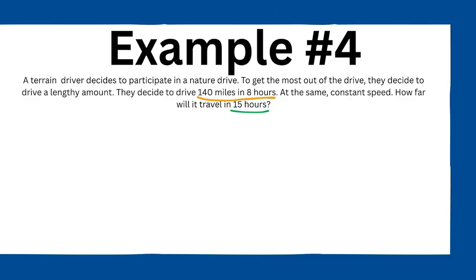So I've highlighted my important information, and now I'm going to apply that. So I'm going to write my equation, 140 over 8 equals X over 15. Once again, I'm finding X, which is miles. At the top, I have 140, that's miles, equals X miles. So make sure to align those units. And then at the bottom, I have my hours. So I have 8 hours and 15 hours.